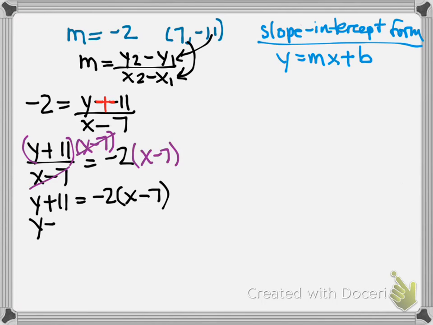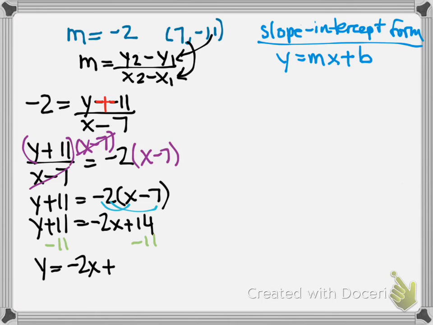It's held up. So we're going to distribute negative 2 times x, and we get negative 2x, and then we have negative 2 times negative 7, which gives me a positive 14. Sarah, again, what do I do now? Subtract the 11. Now is when I get to subtract that 11, okay? And I get y equals negative 2x plus 3. Okay. That took a lot of work.